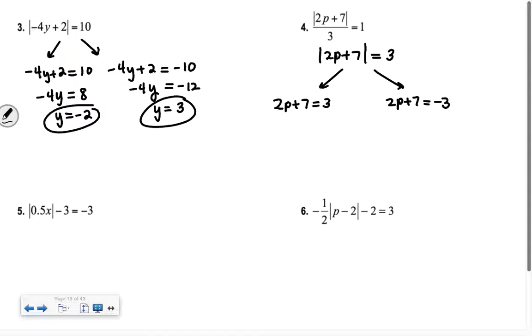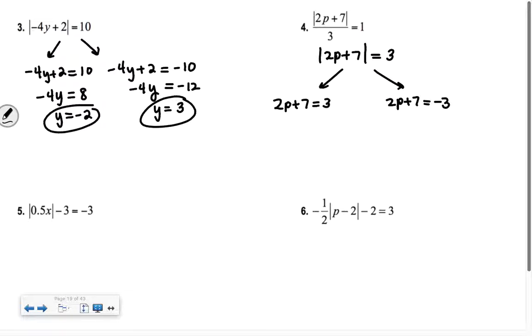So notice how nothing is changing on the left side of the equation, right? It's just still 2p plus 7. Some people get confused, like on number 3 we had negative 4y plus 2. Some people make it positive because they see an absolute value and think, oh, it has to be positive. So don't do that. The left side stays exactly the same, just drop the absolute values.